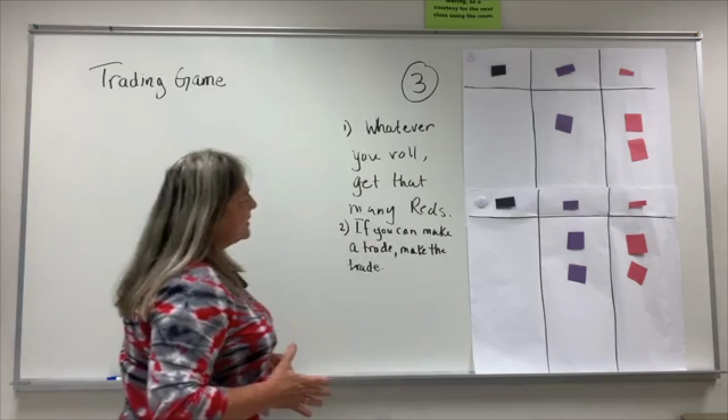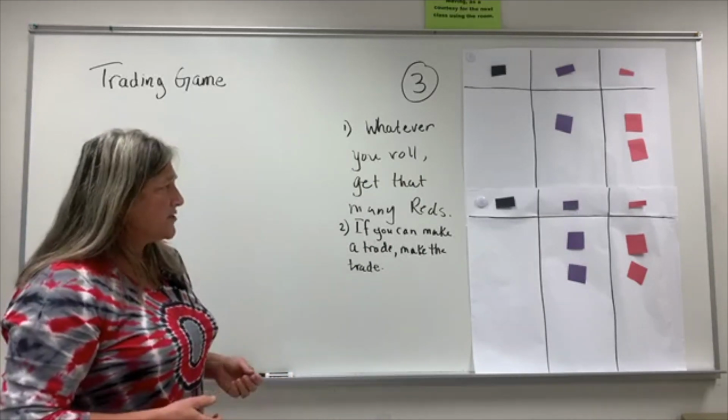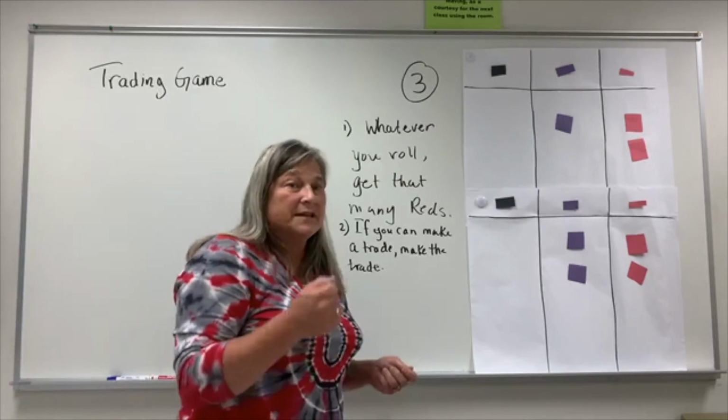So the competitor will go. They have 2 reds. Can they make a trade? No, there's not 3 reds or 3 purples. So we're looking for these chunks of 3. Chunks of 3, that's important.